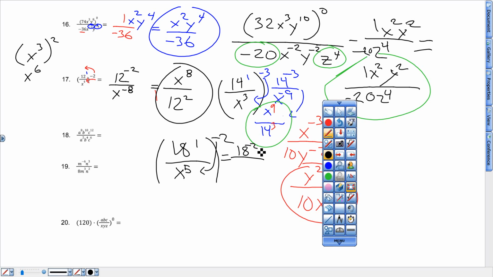Good. And now simplify it. Make those negative exponents positive. Good. X to the +10 on top.